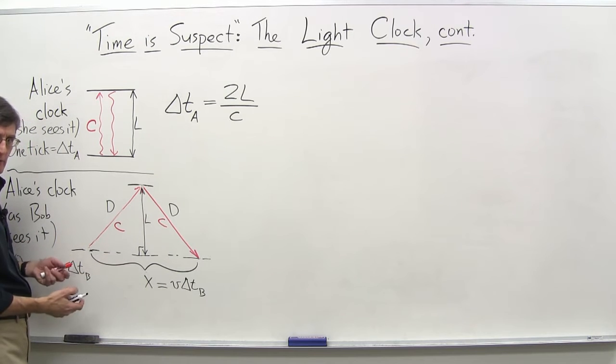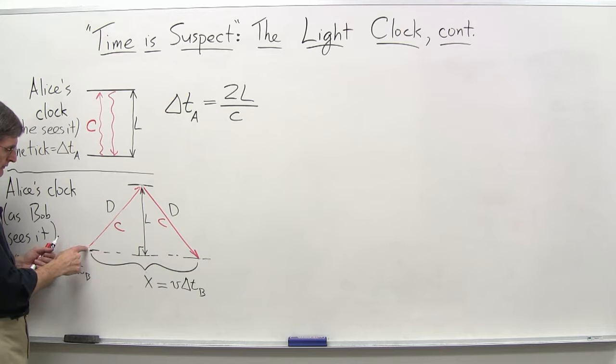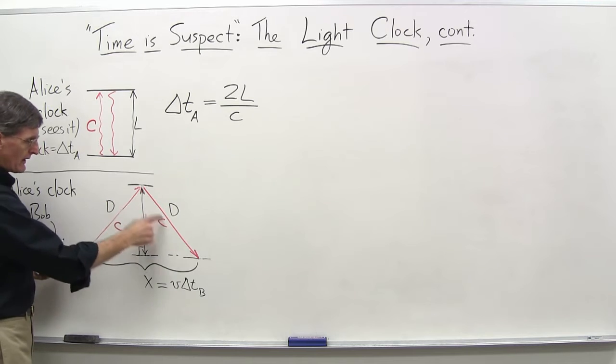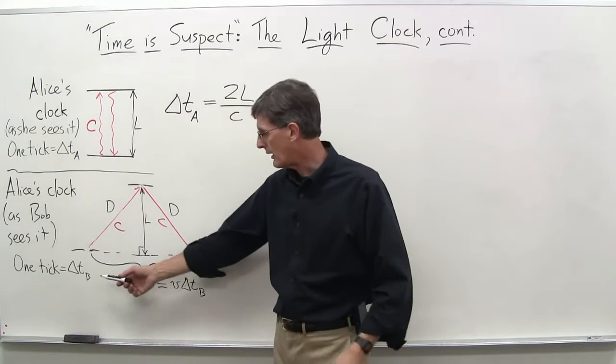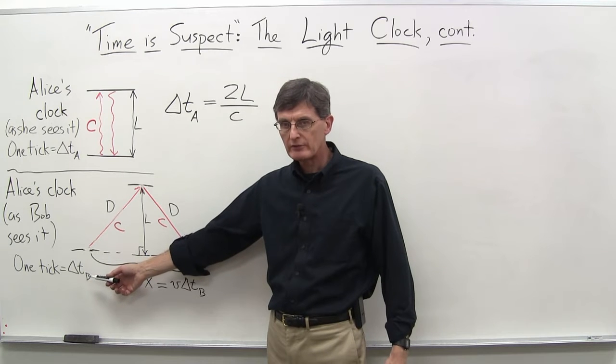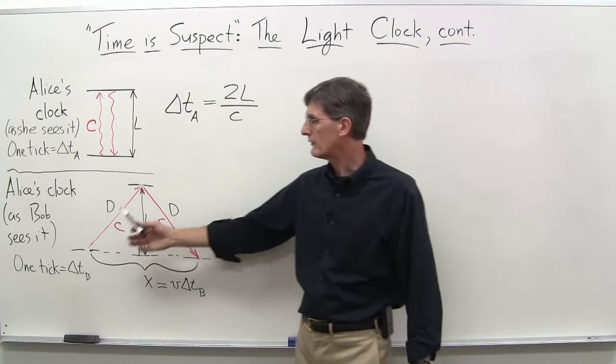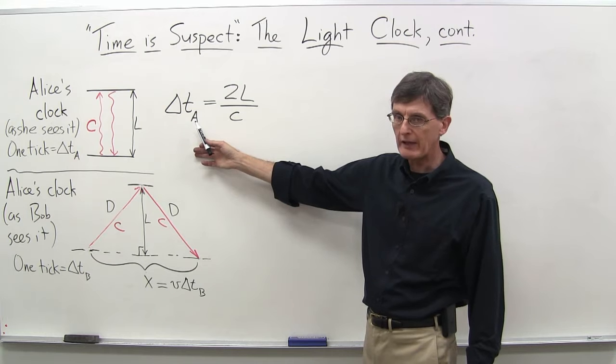What is X? Well, think about this a minute. The round-trip time is up and back down again. By definition, we're calling that delta T sub B. One tick of Alice's clock, according to Bob, is going to be delta T sub B. One tick of Alice's clock, according to Alice, is delta T sub A.